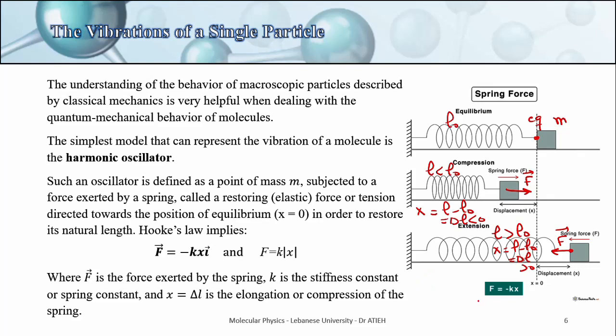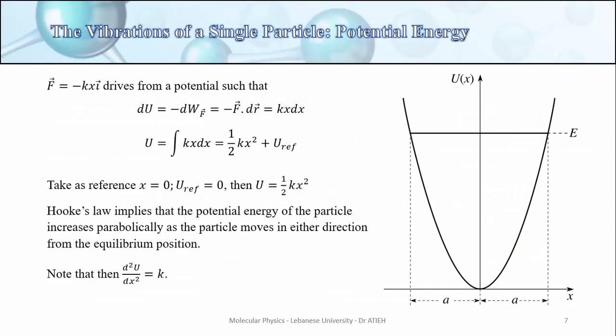So as an algebraic value F equals minus kx, and this minus sign is because F is a restoring force, meaning a force that brings us back to the equilibrium position right away. It tries to restore the natural length of the spring.